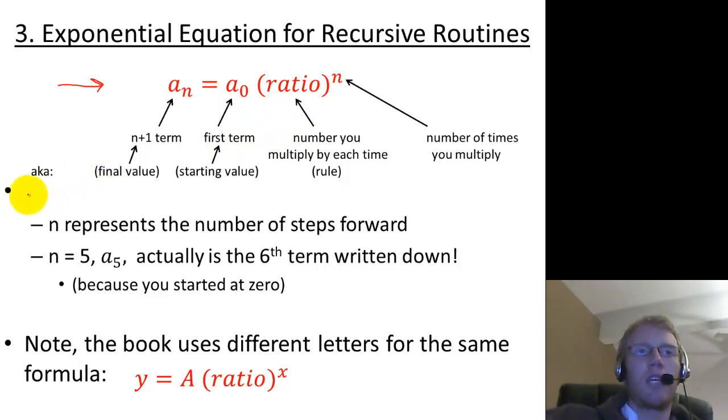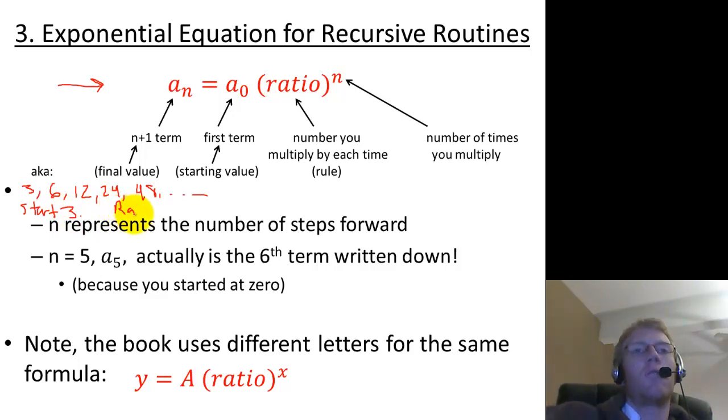So let me give you a quick example here. Suppose I have this sequence: 3, 6, 12, 24, 48, etc. So what's my starting value? I'm starting at 3. And what's my ratio or rule? My ratio or rule is times 2. So to get from here to here, I multiply by 2.